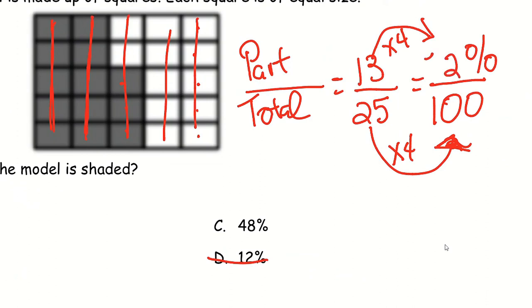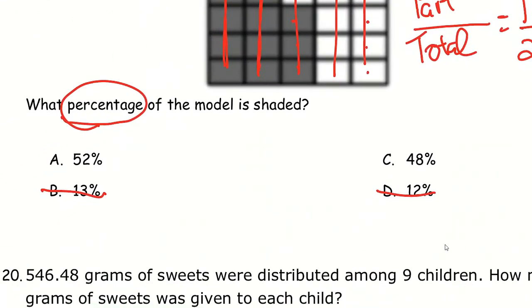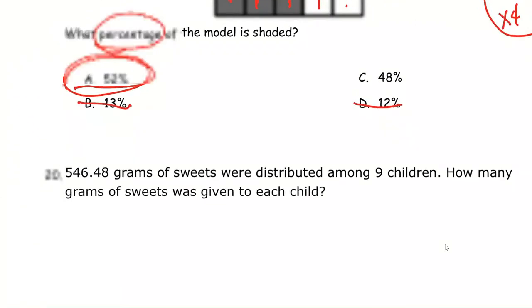So 13 times 4, 12 carry my 1. I got 52. Check my math. I come down here. I agree. That's 12, 50. Yes, 52%. Is it an answer choice? Hey! Yay! Excellent. We're already there. Number one, last.